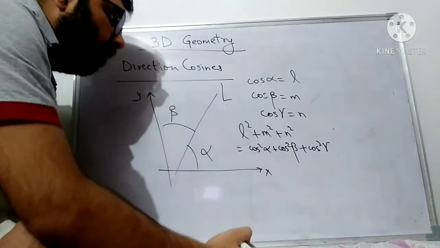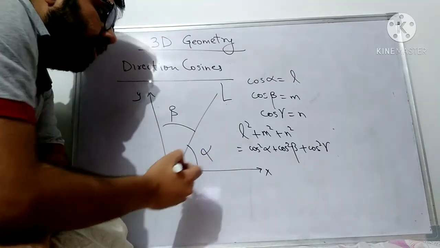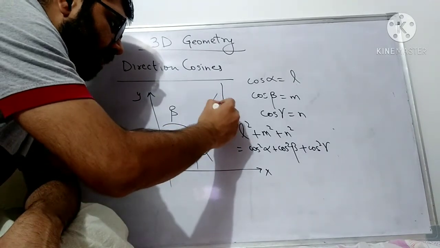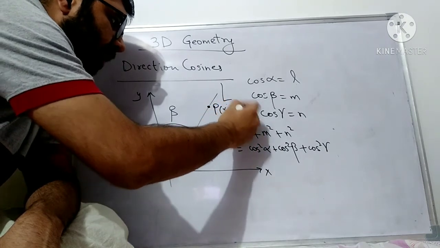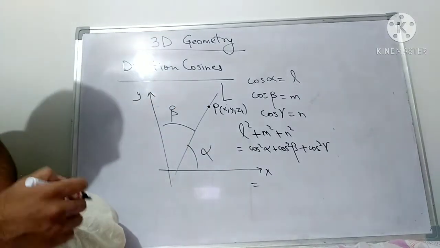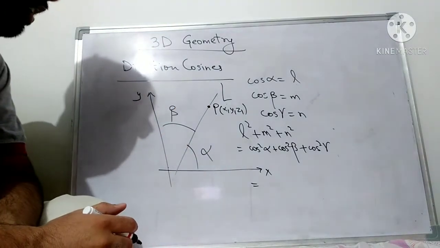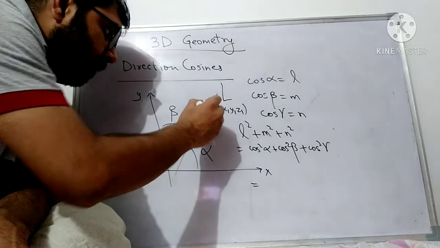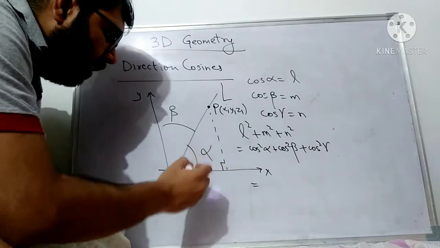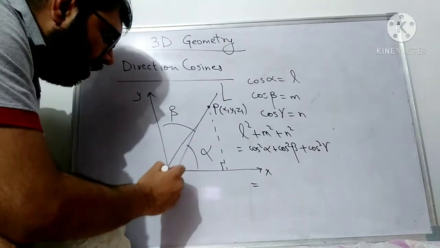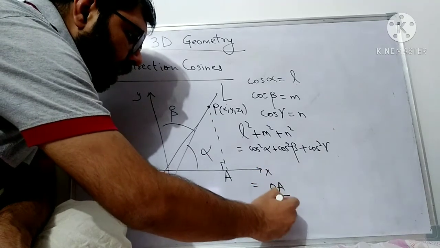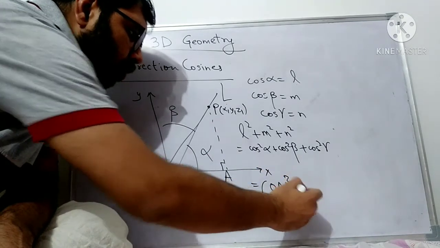Suppose this point is P, with coordinates x1, y1, z1. How do we write cos alpha? If I take the projection here, and this line is L, O, and this is A, then cos alpha will be OA upon OP, so OA upon OP square.